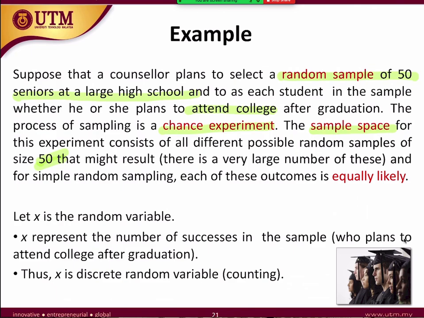Let's say we have 3 types of answers. Yes, for those who want to go to university after school. No, for those who don't want to go to university after school, or maybe are not decided. These are discrete measurements because we want to know how many students say yes, how many say no, and how many say they haven't decided yet. So this is an example of a discrete random variable because we are counting, 1, 2, 3, 4, 5, 6.